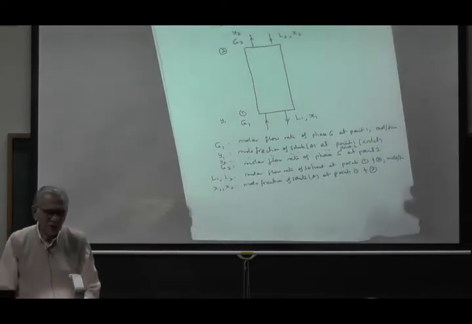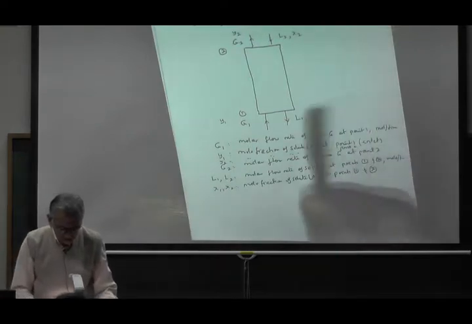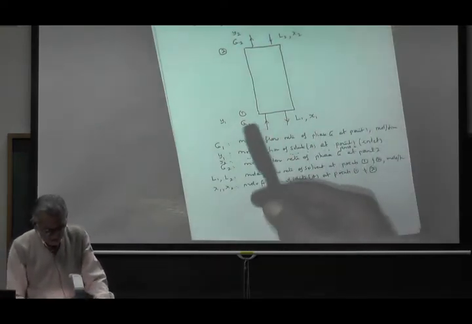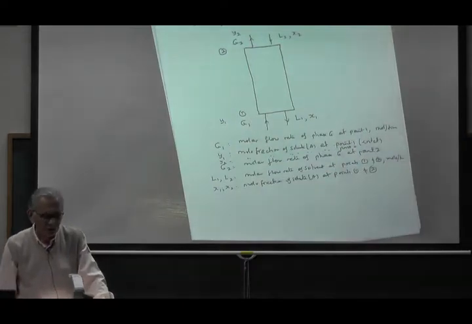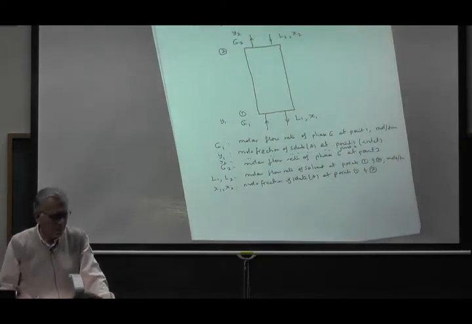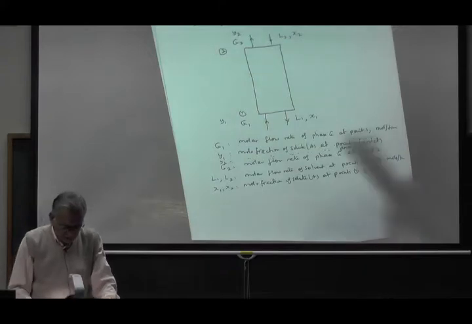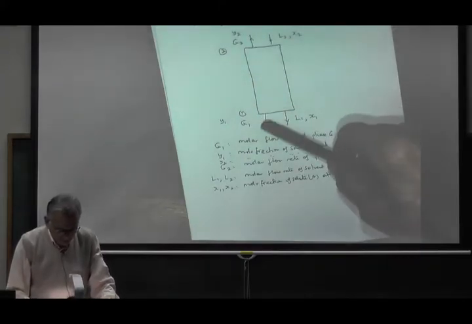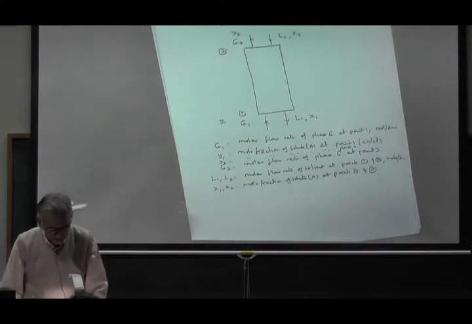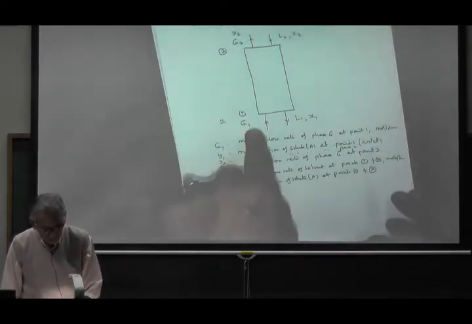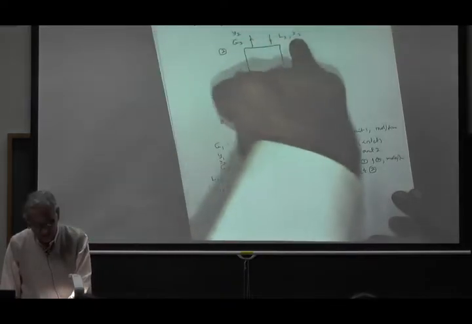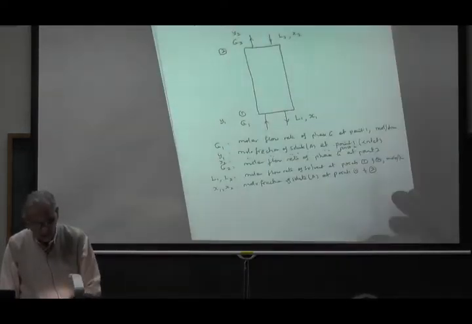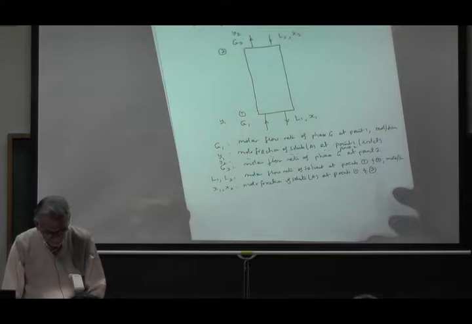Now what was happening in the column? Let's say some material is being transferred, A is being transferred from the gas phase to the liquid phase. So liquid is absorbing, so it's an absorption column. So the mole fraction of A in the gas will be highest at the inlet and lowest at the outlet, and vice versa for the liquid, because A is being absorbed by the liquid.